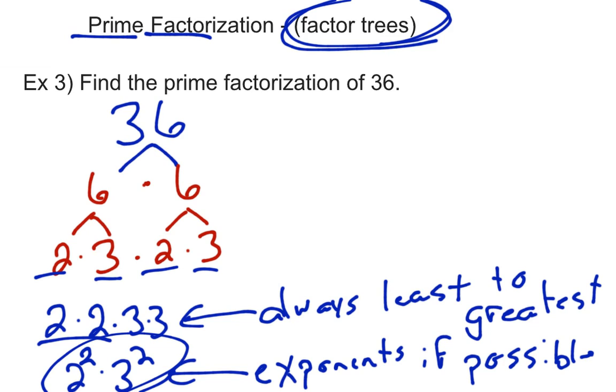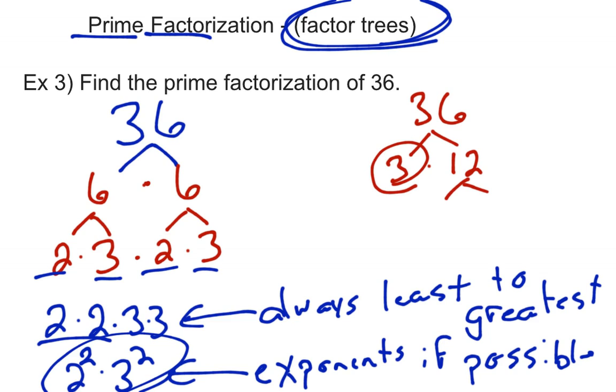Okay, now I want to show you real quick, what if you didn't use 6 and 6? Would we still get the same thing? Well, let's try 3 times 12, which also equals 36. Well, 3 is a prime number already, so I'm going to circle that. There's nothing else I have to do with it. But then I can factor down the 12. Well, that can become 3 times 4. Again, the 3 is prime. The 4 is not, so I've got to keep breaking down anything that's not prime. Well, 4 becomes 2 times 2.